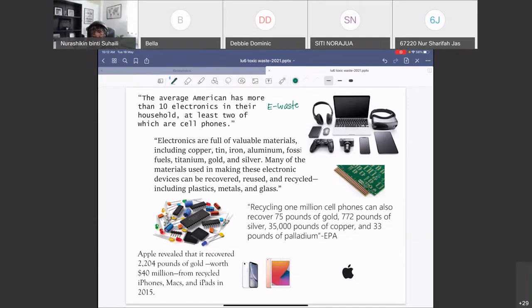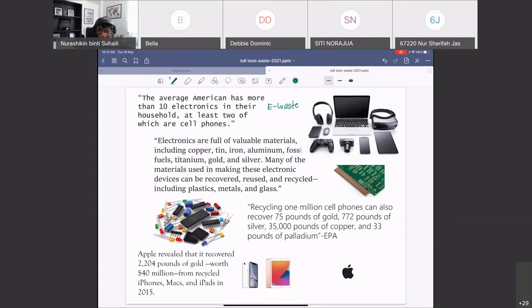So there is a statement that says recycling 1 million cell phones can recover 75 pounds of gold, 772 pounds of silver, and 35,000 pounds of copper, and 33 pounds of palladium. So that is the finding from recycling the electronic waste. 1 million cell phones can produce all this amount of recyclables.